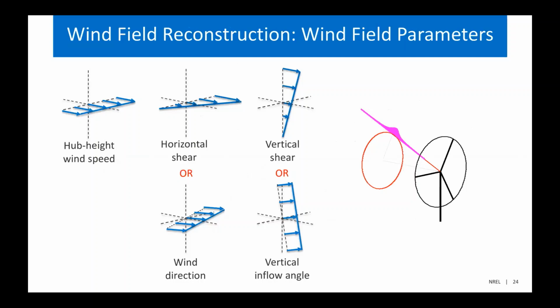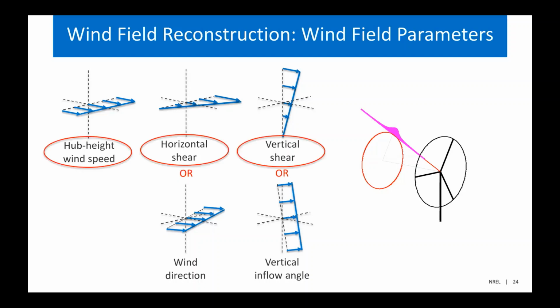All right, so now moving to 3D LiDAR scans, there could be a number of wind field parameters we're interested in measuring. Of course, just the hub height wind speed. And then we could try to measure horizontal shear or wind direction, as I mentioned. But we have to choose between these because of the Cyclops dilemma. We can't measure both at the same time with a single LiDAR. And then in the vertical direction, we could assume we have vertical shear or vertical inflow angle, which could be present in complex terrain, for example.